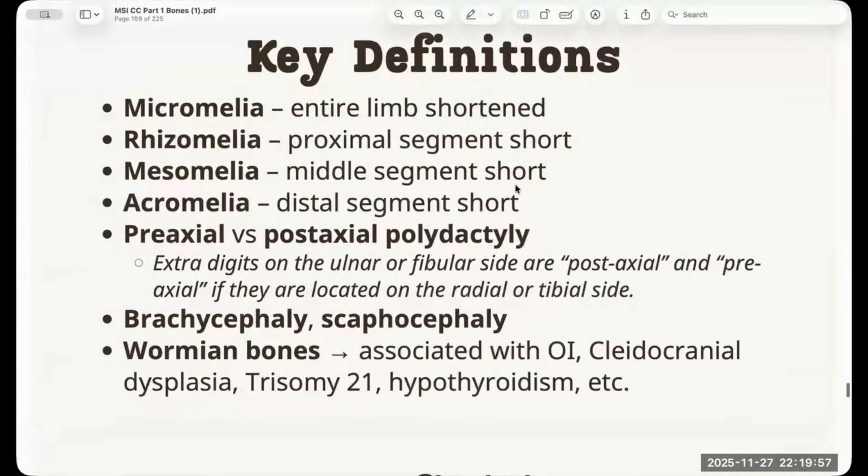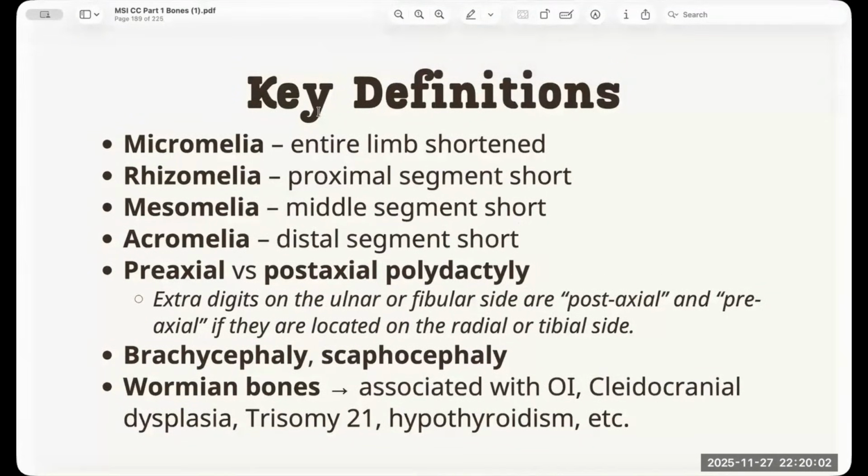The key definitions that you need to know to complete this here are the following. Micromelia means an entire limb shortened, okay? Rhizomelia, proximal segment shortened, okay? Mesomelia, the middle segment shortened, and acromelia is distal segment shortened. Preaxial and postaxial polydactyly are extra digits: postaxial if on the ulnar or fibular side, and preaxial if they are located on the radial or tibial side.